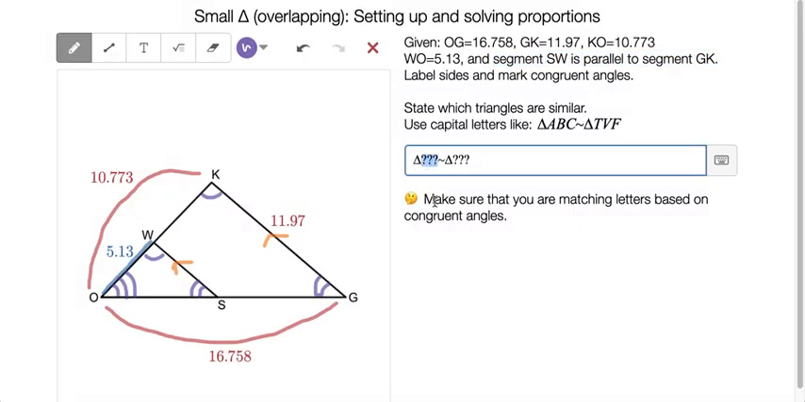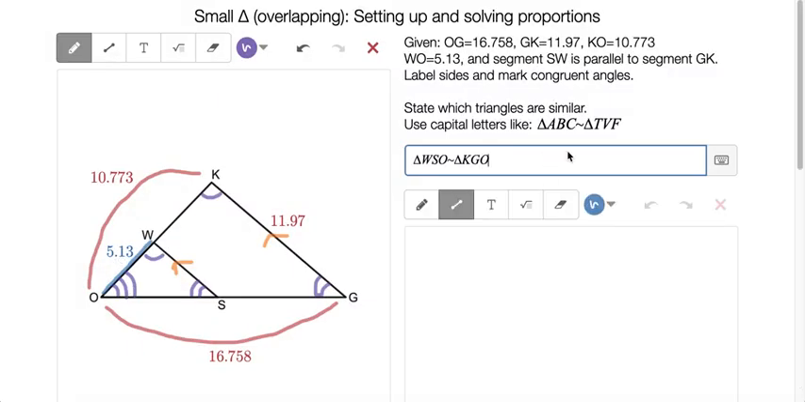It doesn't matter how I name the first triangle. I'm going to start with the small and I'm going to go WSO. Now it does matter how I name the second. I need to match the parts. W has 1 arc, K has 1 arc, K goes with W. The next letter is S. S has 2 arcs. G has 2 arcs. G goes with S. The last letter is O. O has 3 arcs. And in the big triangle, O again has 3 arcs, so we put O.